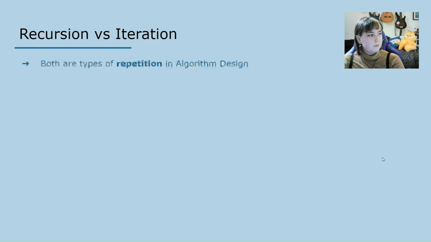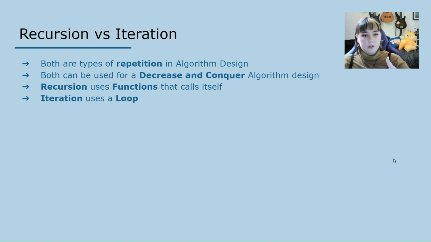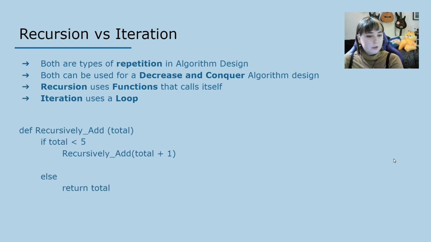Recursion versus iteration. Both of these are a type of repetition in algorithm design, and they can both be used for a decrease and conquer algorithm design. Recursion uses functions that call itself, whereas iteration uses just a loop. So this could be a while loop, a for loop, different kinds of loops. This is an example of the same algorithm, completed recursively and iteratively. So you can see the recursive one might look a bit more complicated.